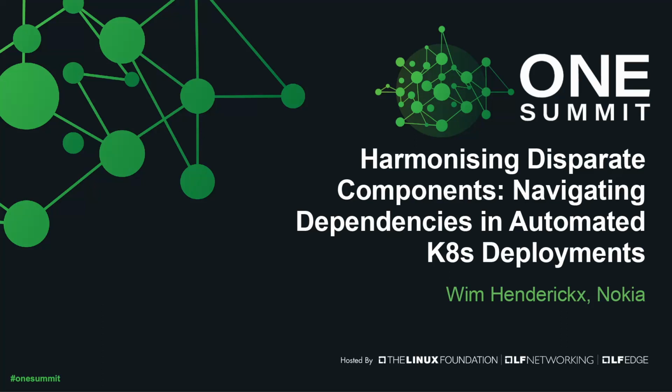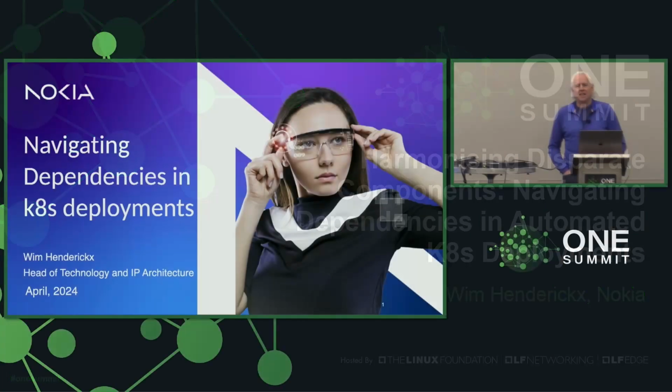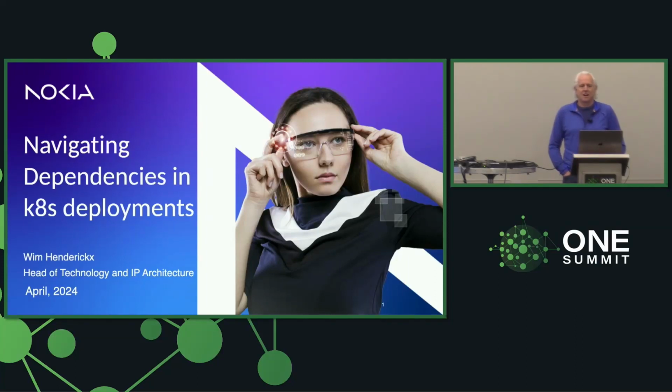So my name is Wim Henderickx. I work at Nokia as the head of technology and architecture. And I'm also the vice chair in Nefio on SIG automation, right? I didn't use Nefio in the title, but the talk is very tightly related to what we are doing in Nefio. So the talk is about navigating dependencies in Kubernetes deployment, right?